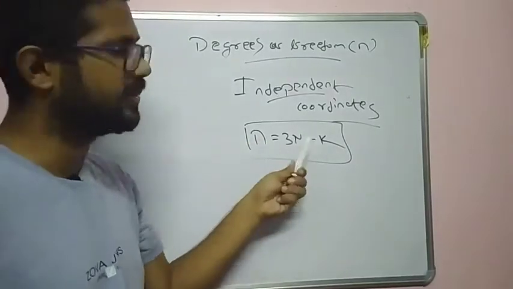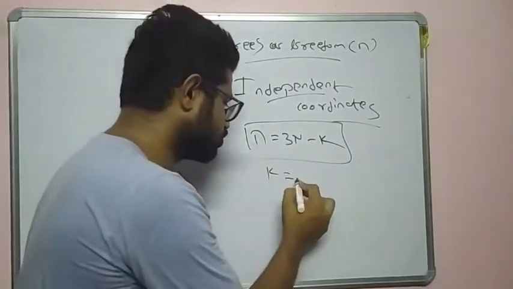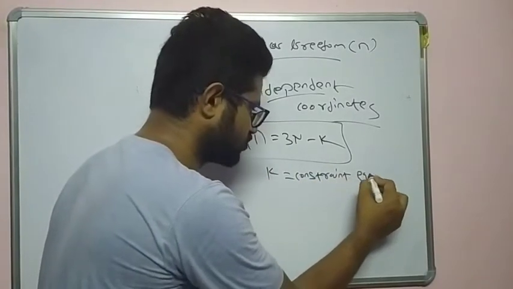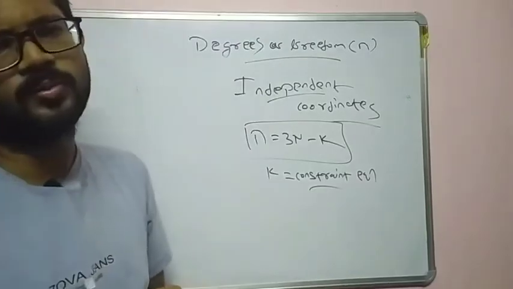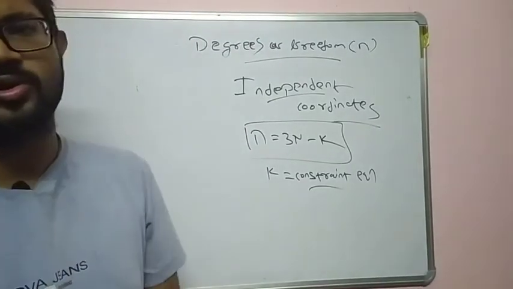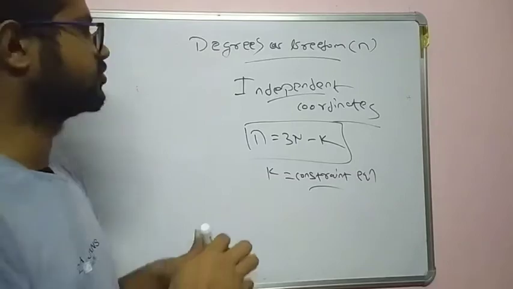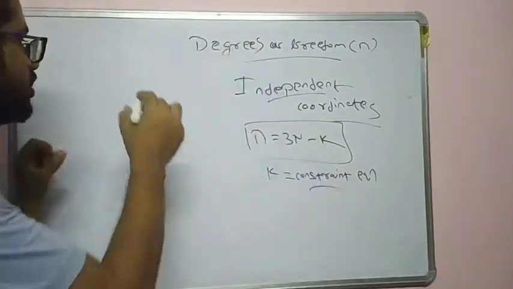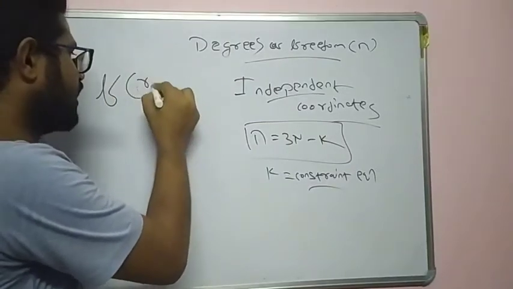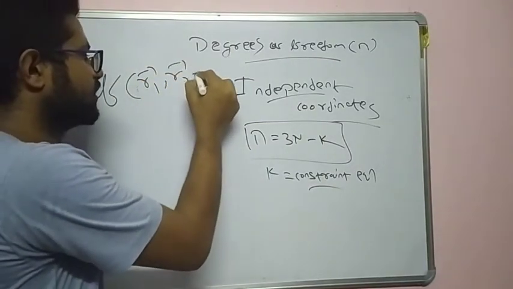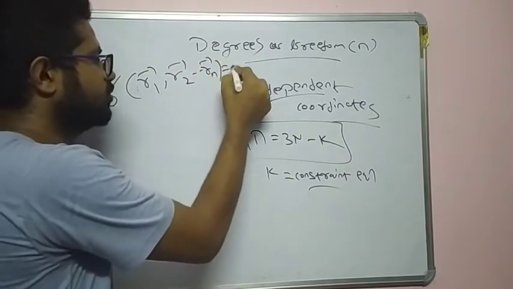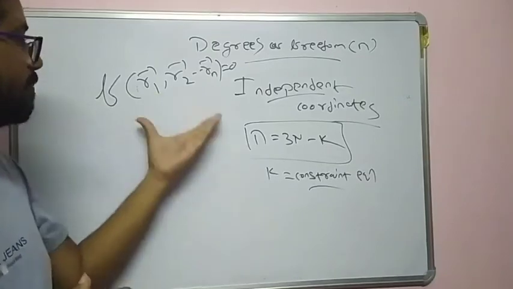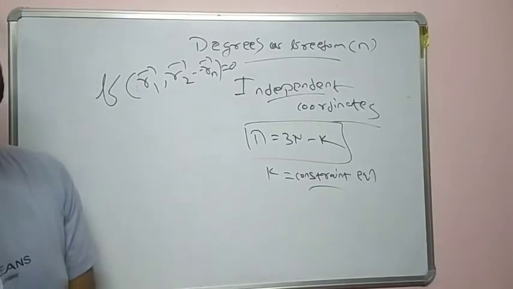What do you mean by k? k is nothing but the constraint equation, and you know constraint equations very well, holonomic and non-holonomic. Most of the cases we are going to deal with holonomic constraints. In that case, the constraint equation was f of r1 vector, r2 vector, up to rN vector is equal to 0, which is a function of position vectors. If the time part is included, it is a rheonomous holonomic constraint.